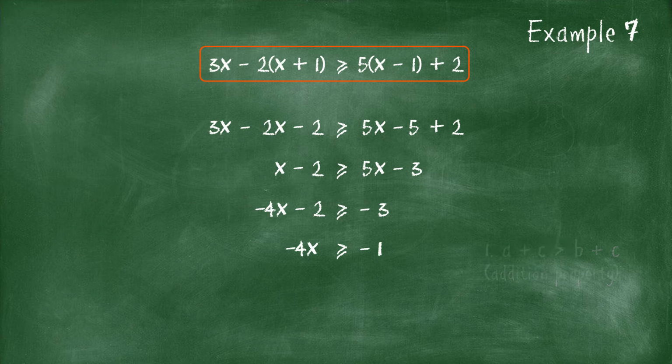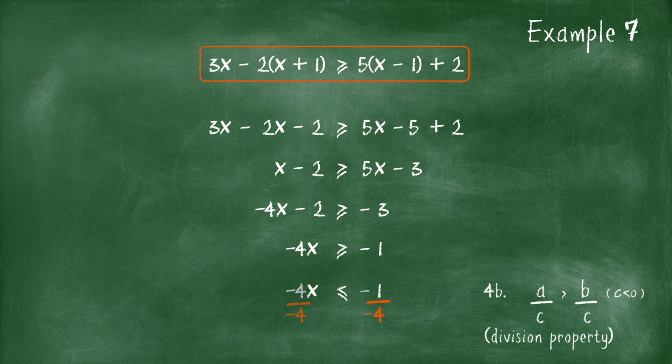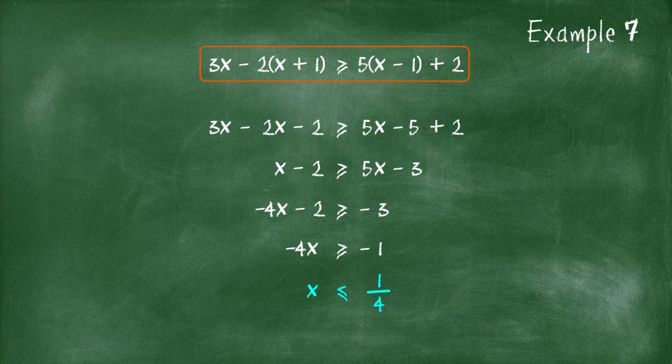Next, we use the division property for negative c, dividing both sides by negative 4 to get the solution of x smaller or equals to 1/4. Notice that the inequality signs have switched.